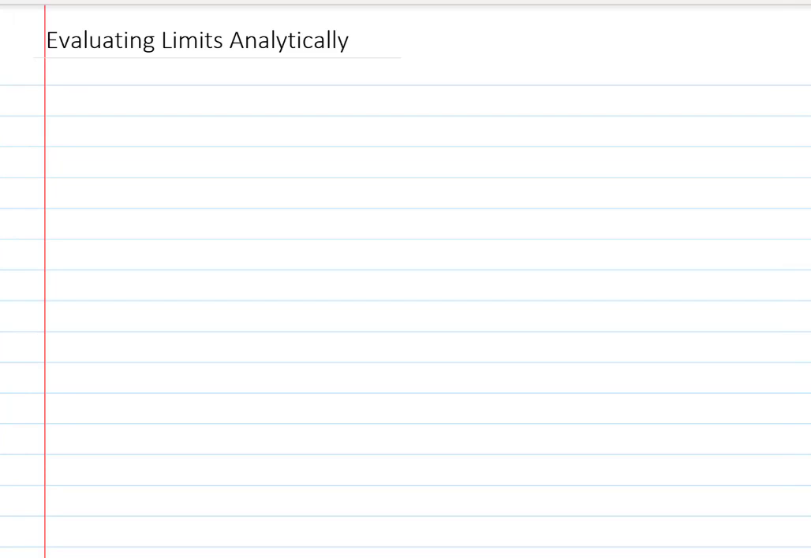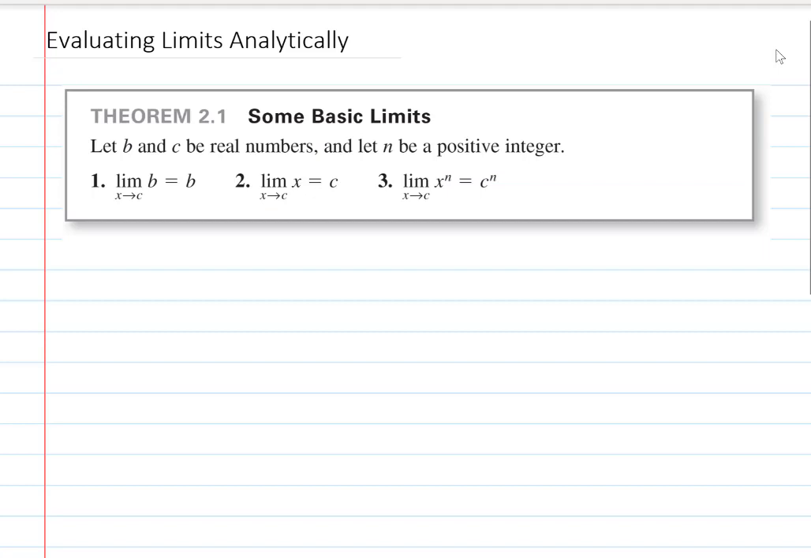Okay guys, so in this section we're going to continue our discussion of limits. We're going to start evaluating limits analytically. So first of all, we'll define some basic limits. We'll start with three basic limits here, and these can be derived intuitively just from their graphs, and can also easily be proven with the epsilon delta definition.